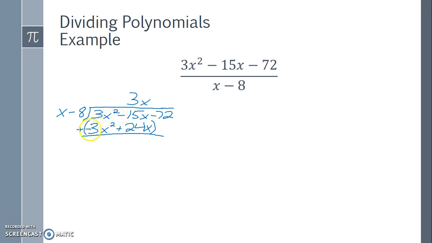So 3x squared plus negative 3x squared is 0, so I'm going to cross those out. And then negative 15x plus 24x is going to be 9x. And then since this doesn't have anything, we're going to bring it down.